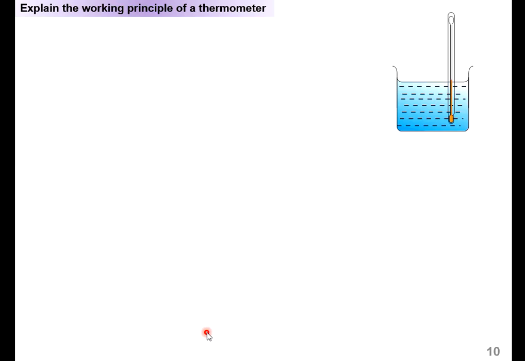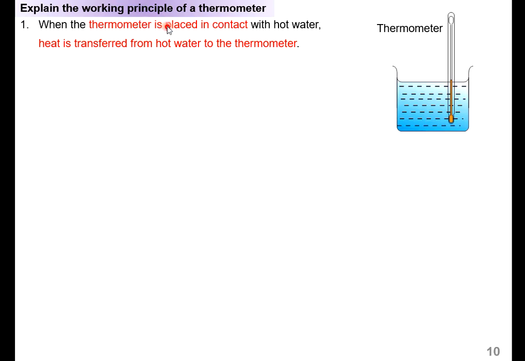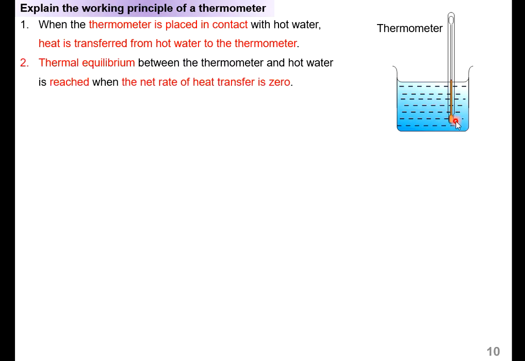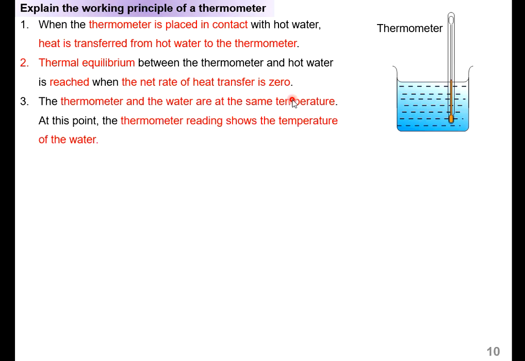How does a thermometer work? When I submerge this thermometer into a liquid, placing it in contact with hot water, heat is transferred from the hot water to the thermometer. Thermal equilibrium between the thermometer and hot water is reached when the net rate of heat transfer is zero, which means heat transferring from the hot water to the thermometer and from the thermometer back to the hot water is the same. The thermometer and the water are now at the same temperature. At this point, the thermometer reading shows the temperature of the water.